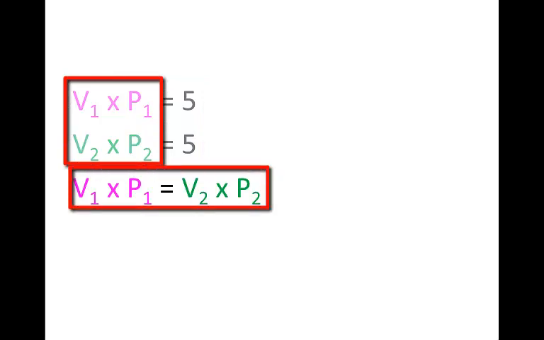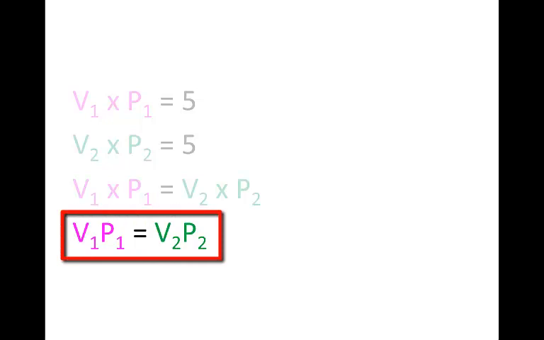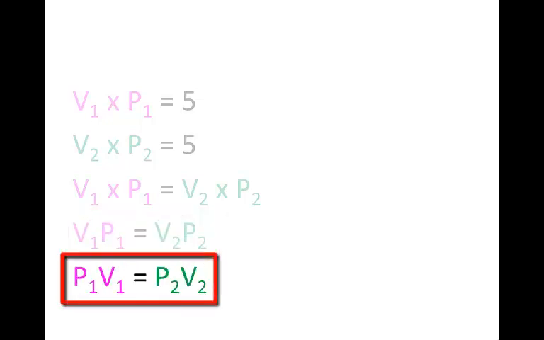V1 times P1 is equal to V2 times P2. We don't have to write the times, we can just put things together. V1 P1 equals V2 P2, and we can change them around if we want to. And so we could write this as P1 V1 equals P2 V2. And this is the form in which this equation is usually put. And sometimes this equation is called Boyle's law. It simply shows that pressure and volume are inversely proportional.